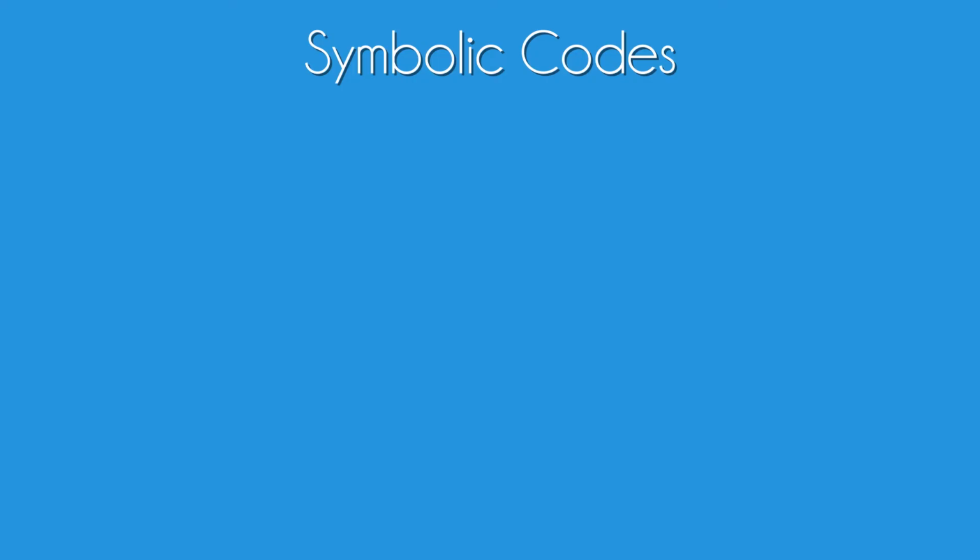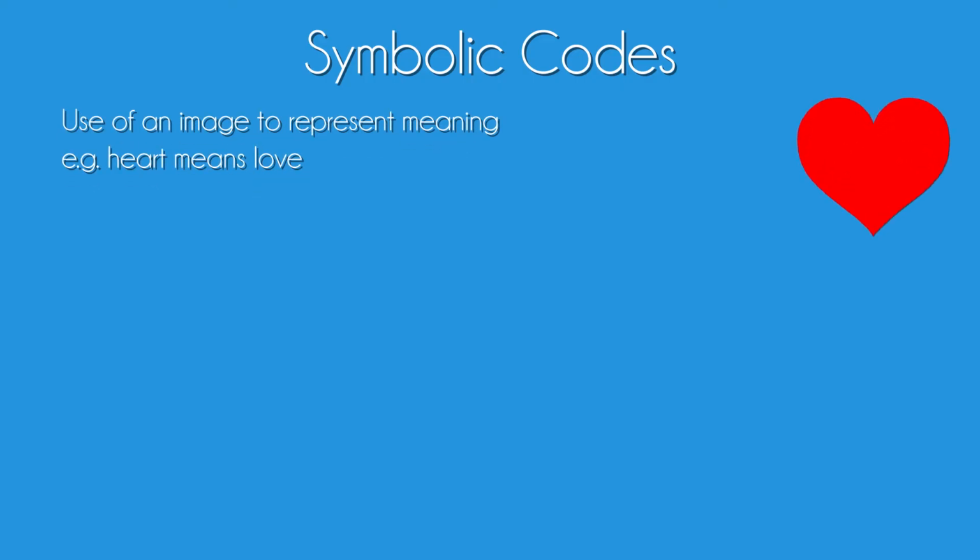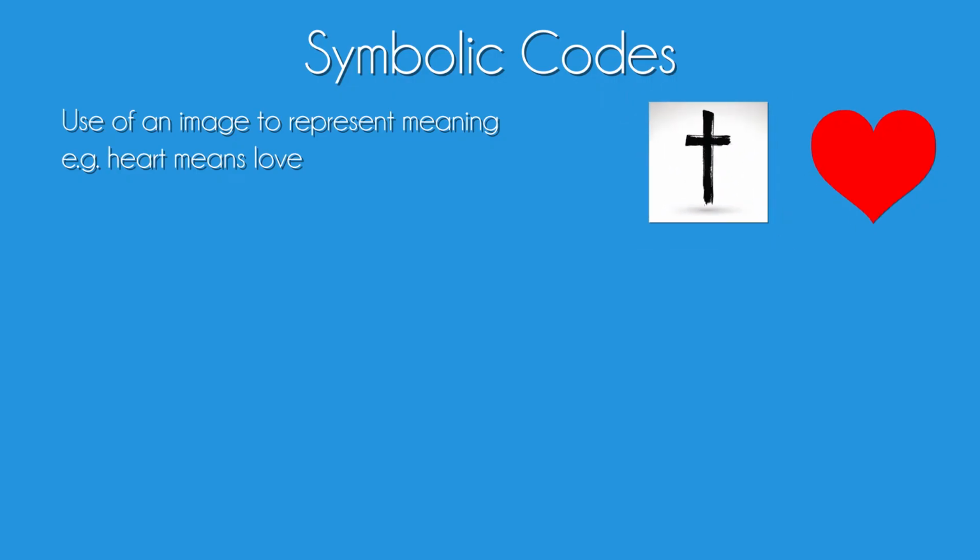Okay, next we have symbolic codes. Now we should all know the term symbol and what that means. A symbol is basically the use of an image to represent meaning. For example, a heart shape is known to represent love, and a crucifix is known to represent Christianity.